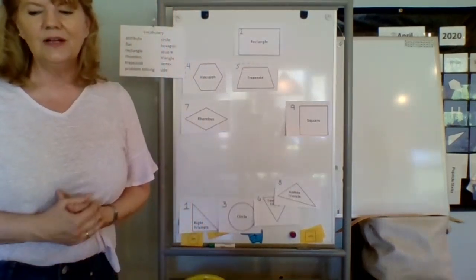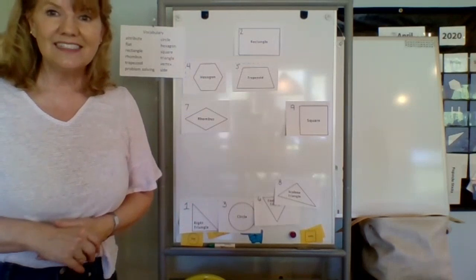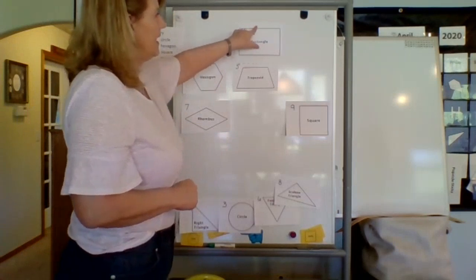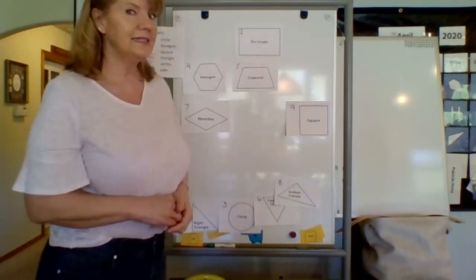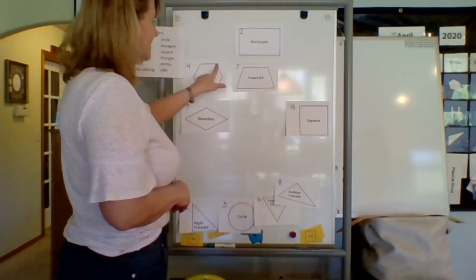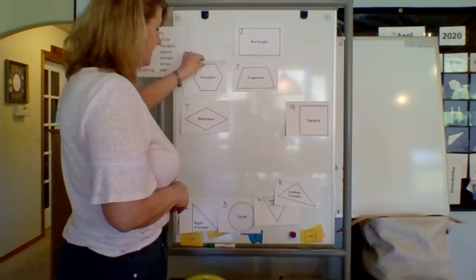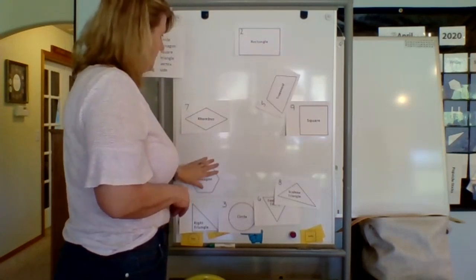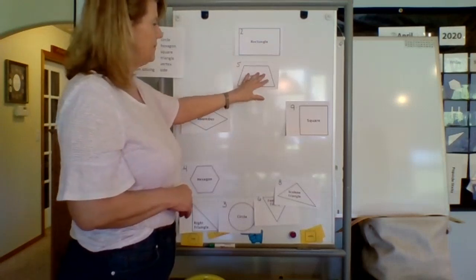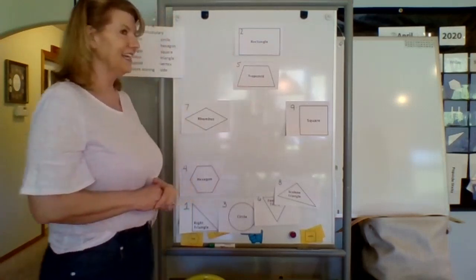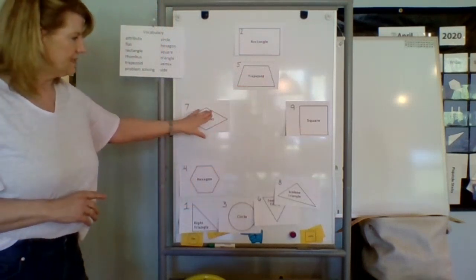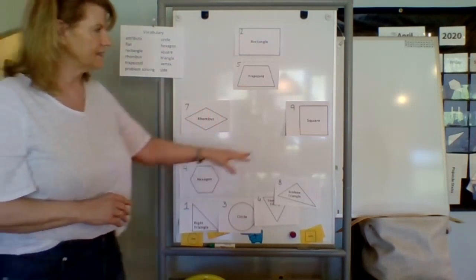Our next clue is, my shape has fewer than 6 sides. Well, again, the rectangle has 4 sides, so that's less than 6. A hexagon has 6 sides. That's not less than 6. Then we have a trapezoid. A trapezoid is 4 sides. That is less than 6. A rhombus has 4 sides. That is less than 6.